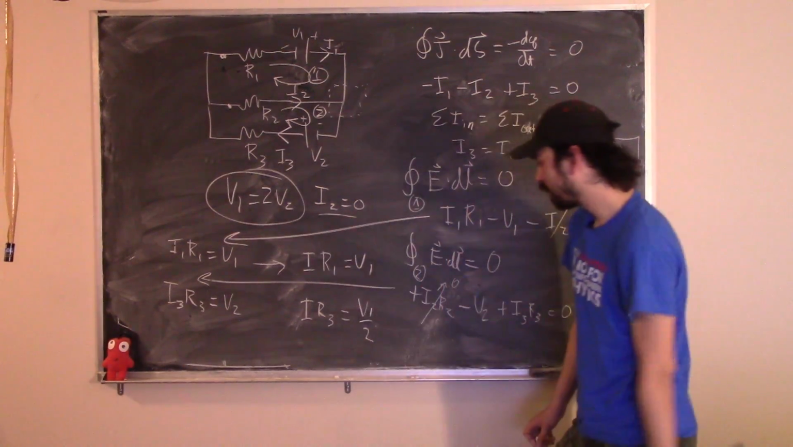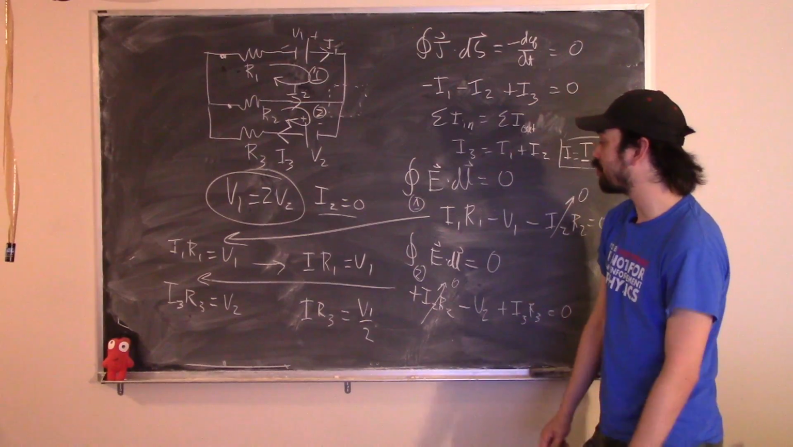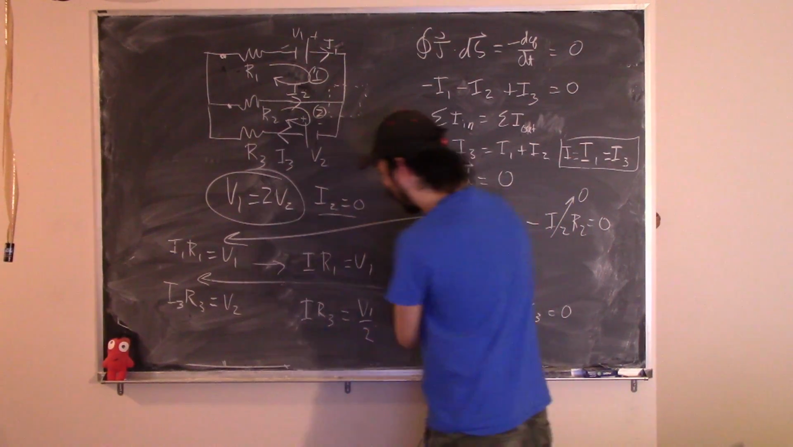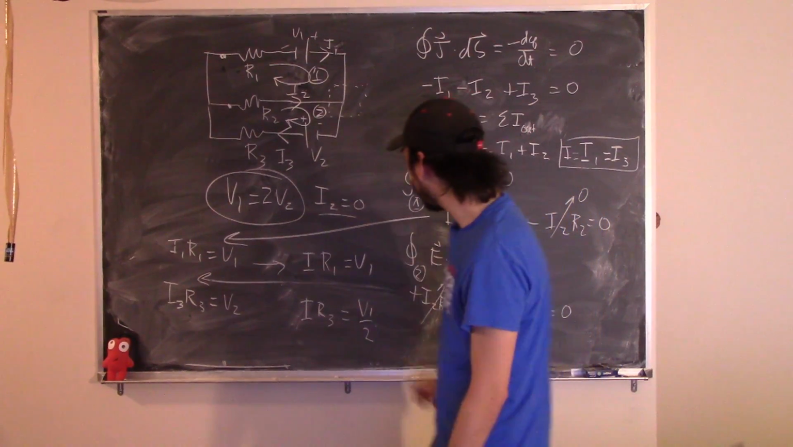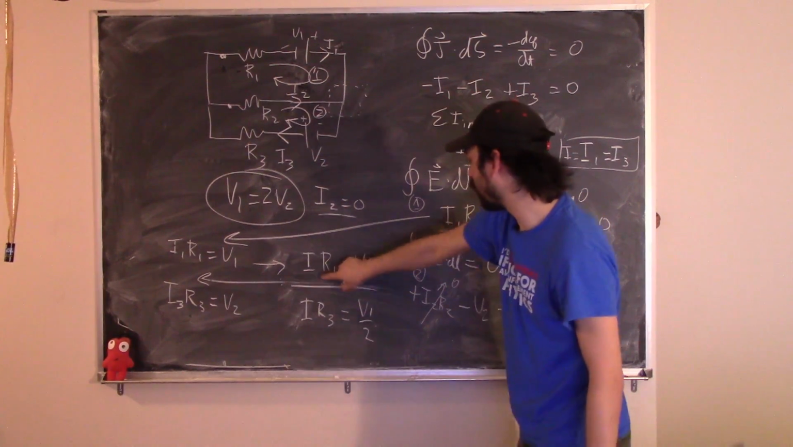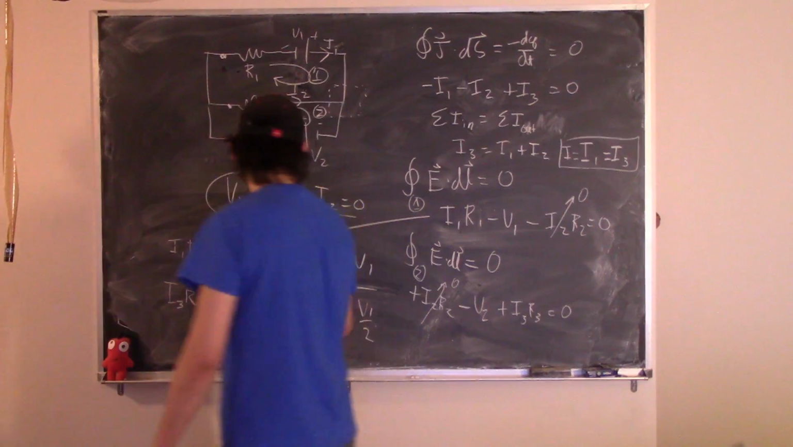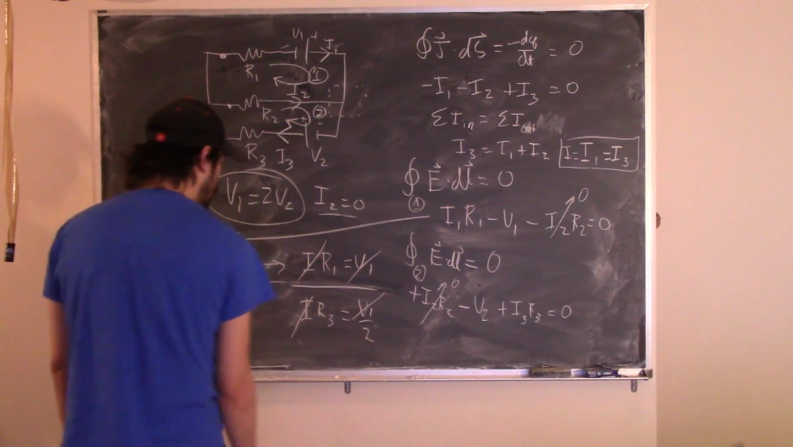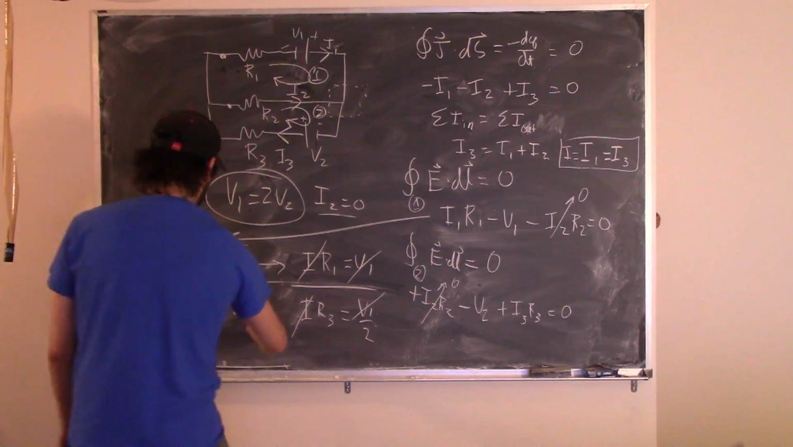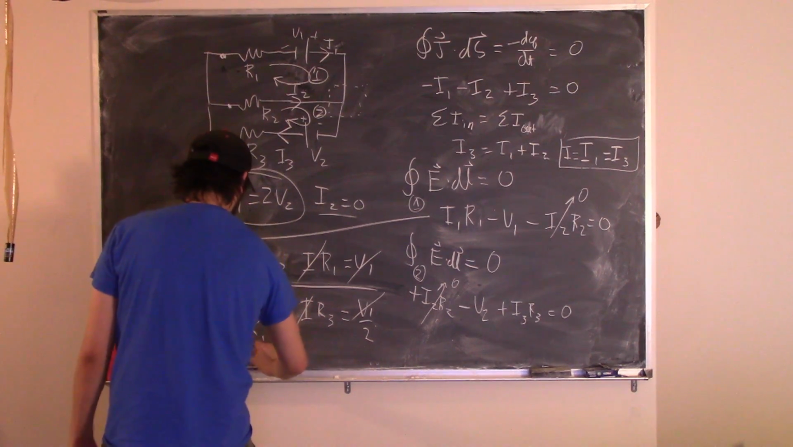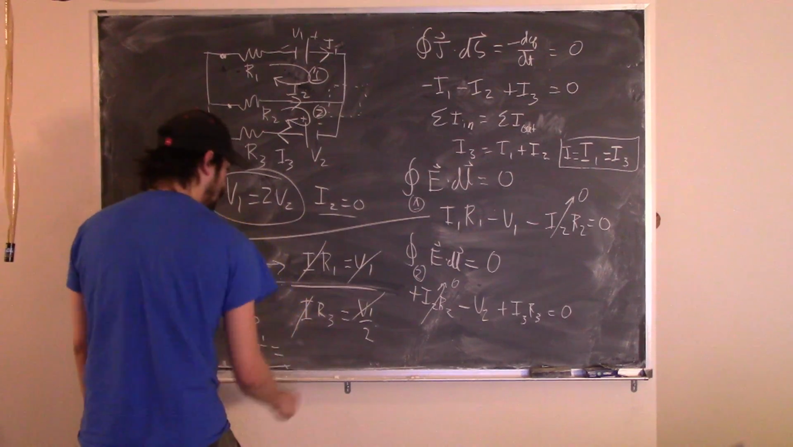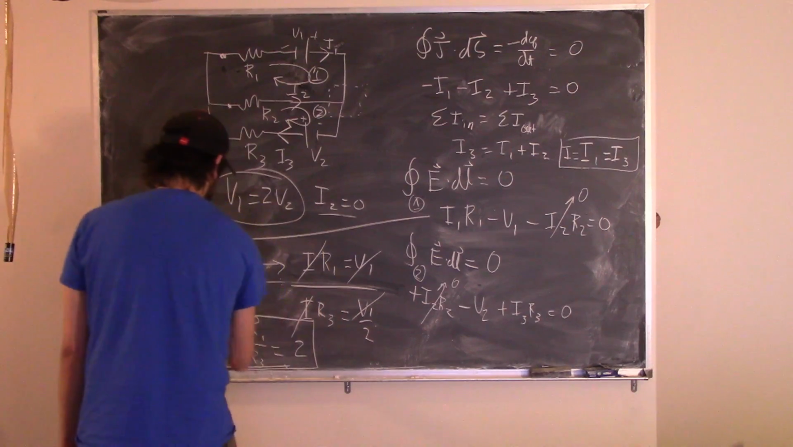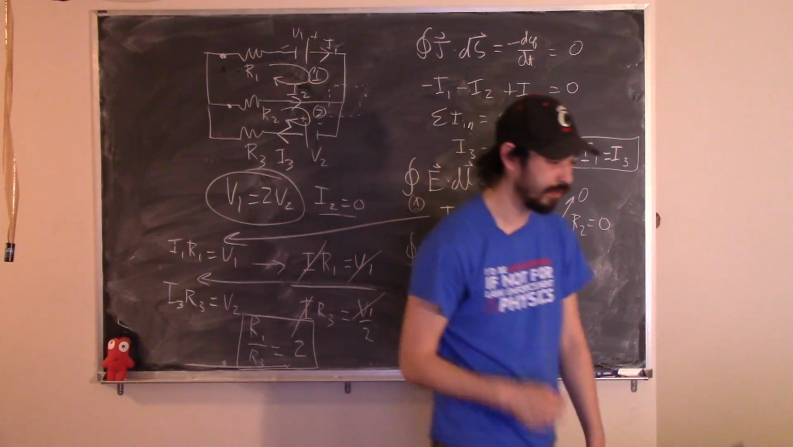Okay? Now to find some relationship between my R1 and my R3, what we can do is we can just divide this equation by this equation. What that does is it's going to cancel my I's. It's also going to cancel my V1s. And so this says the ratio of R1 to R3 is going to be equal to 1 over a half, which is 2. Okay? And then that's it.